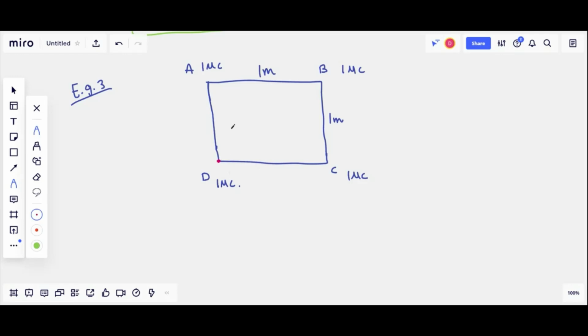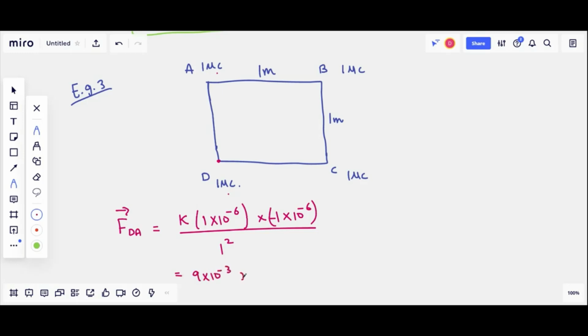So the magnitude is again going to remain the same. So if we talk about the force on charge D due to the charge A, the force would be equal to K times Q1 Q2, which is again 1 microcoulomb and 1 microcoulomb. So 1 times 10 raised to the power negative 6 times 1 times 10 raised to the power negative 6 over 1 square. So this is again 9 times 10 raised to the power negative 3 Newton, just like the previous two examples. Likewise, the force due to C on D is also going to remain the same because everything is the same except the direction, which we are going to talk about after a couple of minutes.